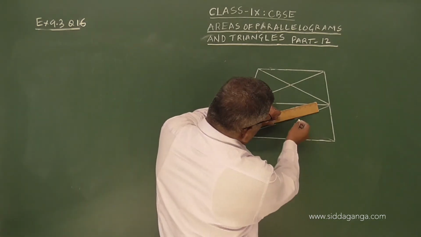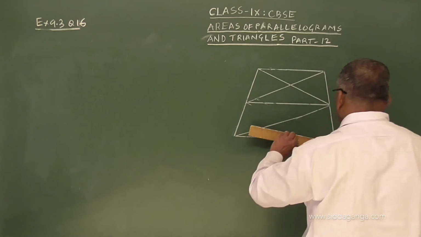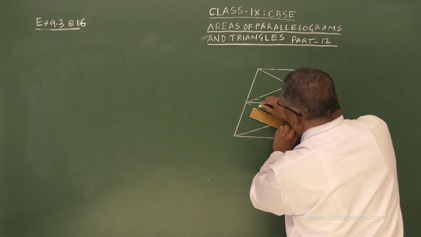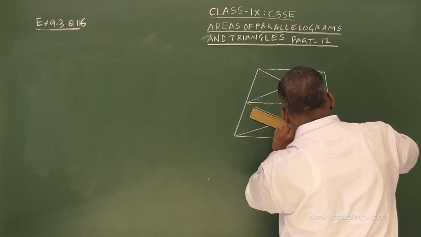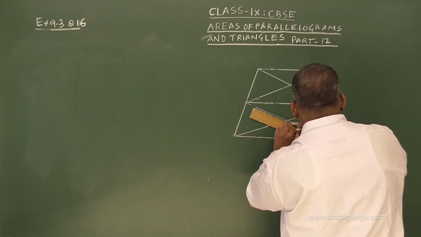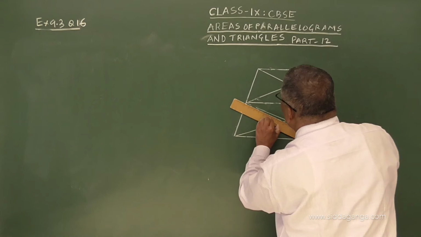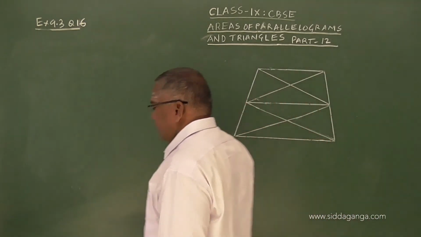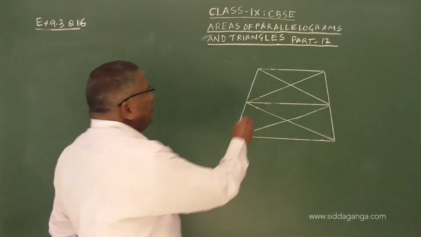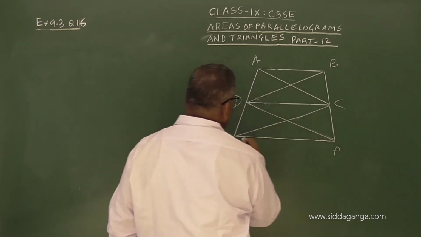Sorry, I don't have a long scale. Okay. Now A, B, C, D, P, R. This is A, B, C, D, P, R.